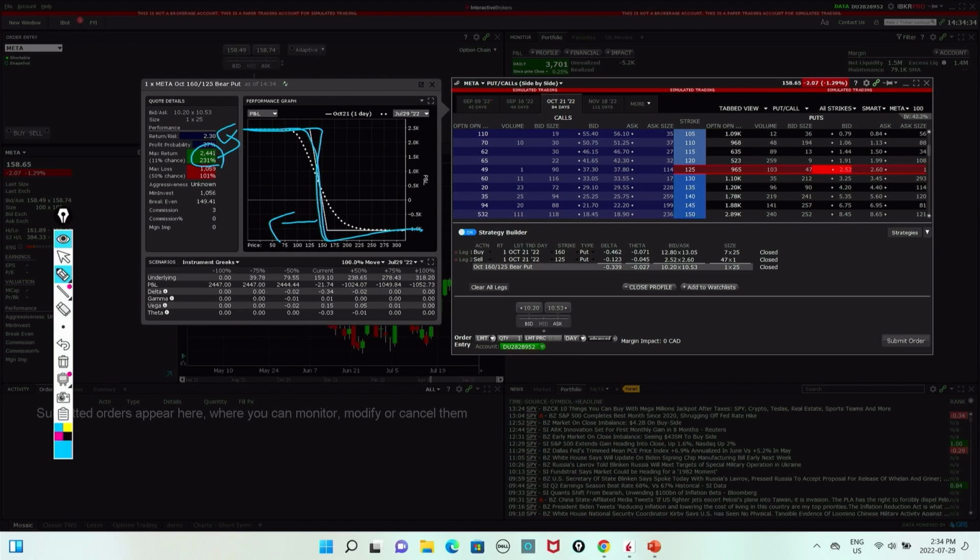If Facebook drops by 75%, you'll make $2,400 in this one trade. If it drops by 50%, you make the same amount of money. Why is that? Because your profit is capped. Again, take a look at this profit probability. You have about a 37% chance of making money here.